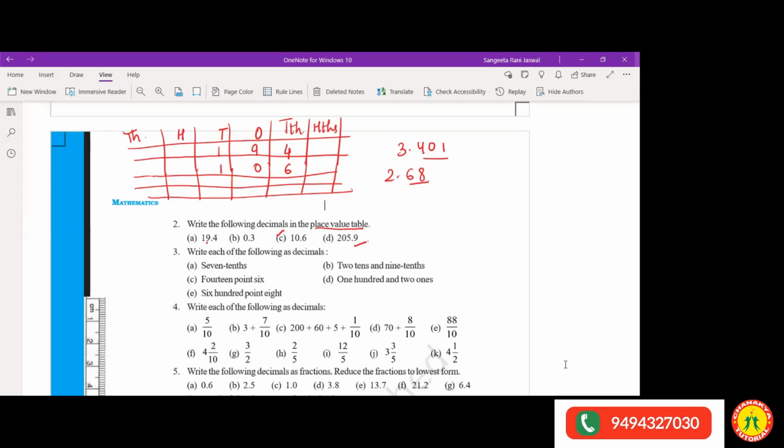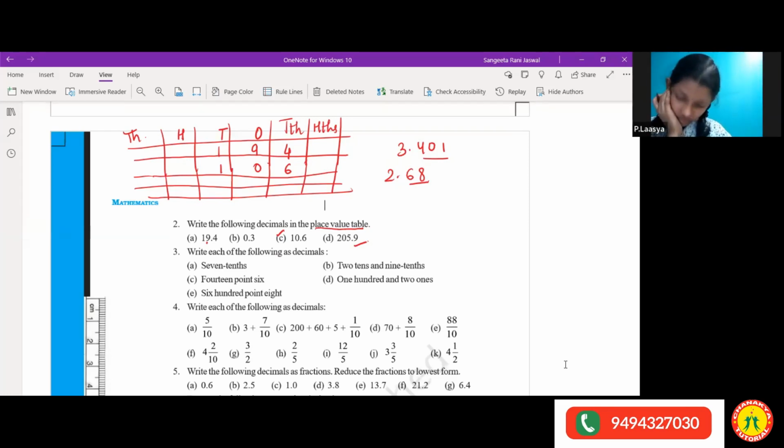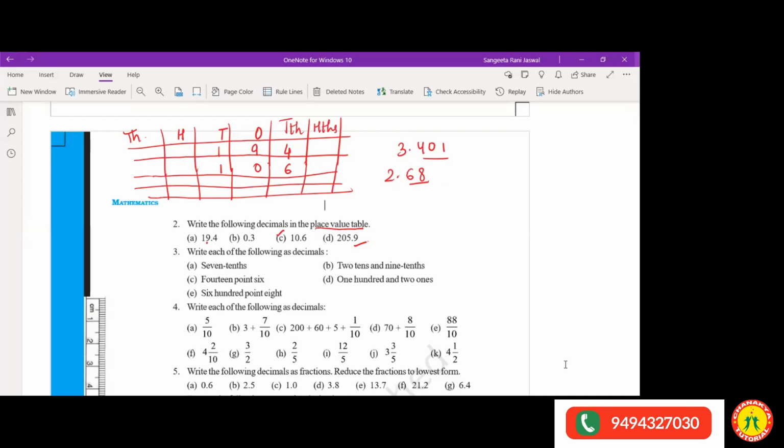Next time don't give me this reason that my mic is not working or the camera is not working. No, ma'am, they told it will be sorted in two, three days. It's been more than a week now. Okay, it will be sorted, ma'am. Please do that. Okay. Mom, can you see me?